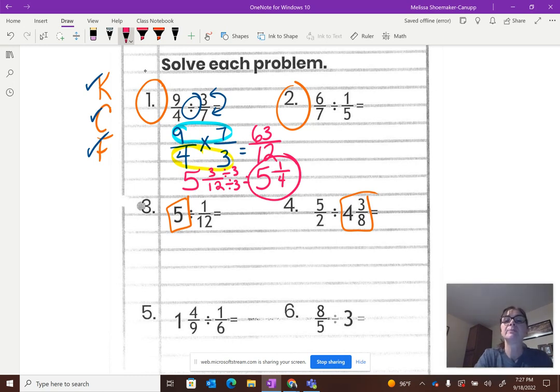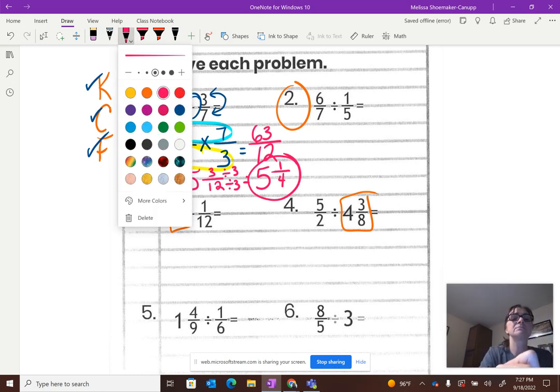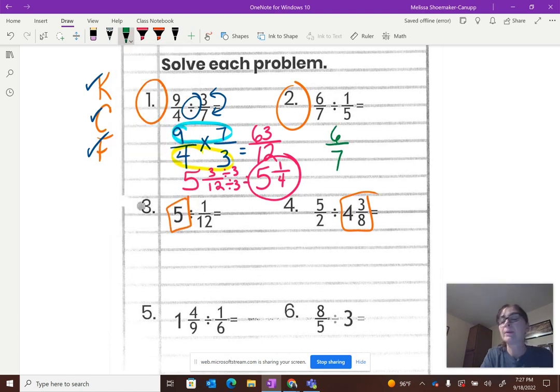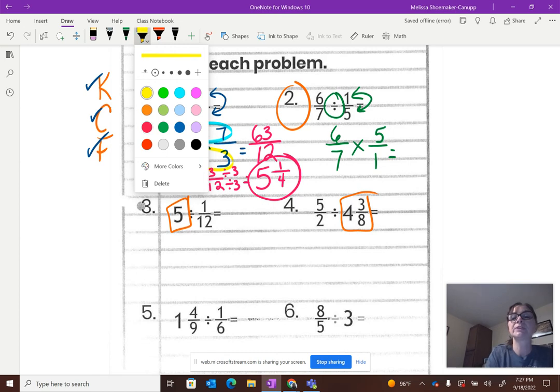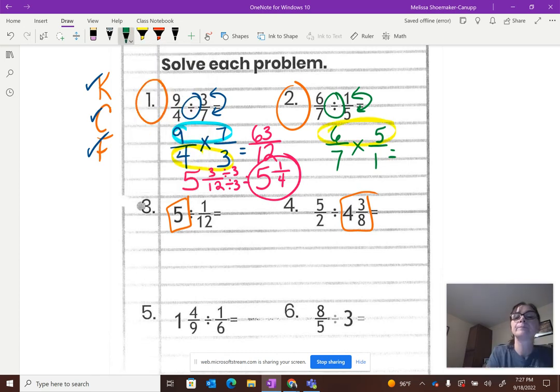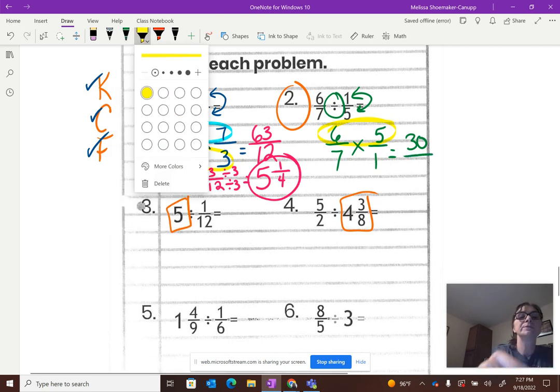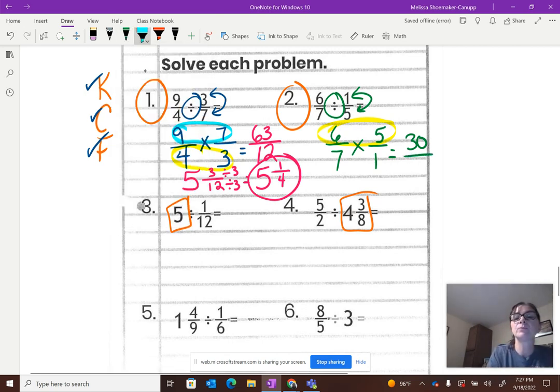Last one, keep, change, flip. Here we go. What do we do with 6/7? We're going to keep it. What am I going to do to division? I'm going to change it. What am I going to do to 1/5? I'm going to flip it upside down. Okay, now we're going to multiply straight across. So we're going to do 6 times 5, 30. Whoops, 7 times 1, multiply those denominators, is 7.